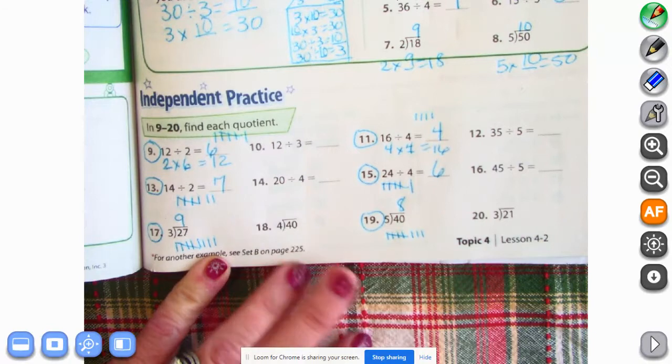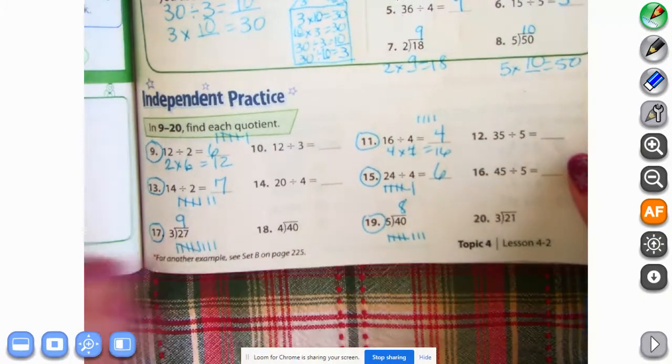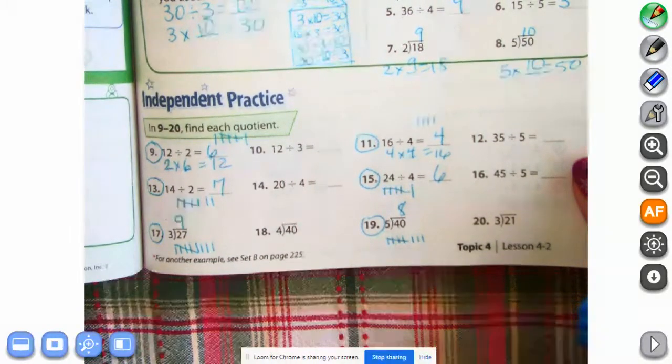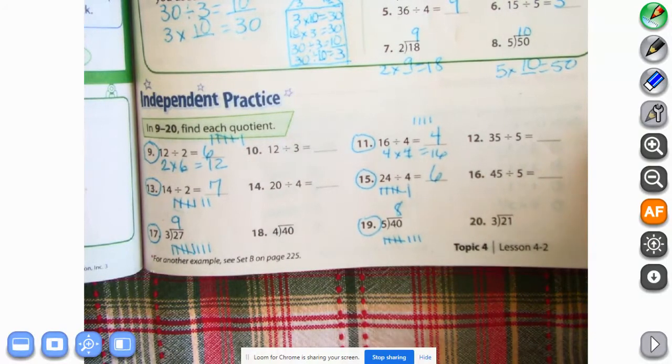Okay, make sure you have everything written down. We're just doing the odds. If you want to practice doing the others, you are perfectly welcome to do that.